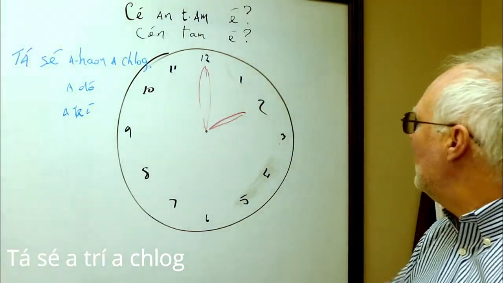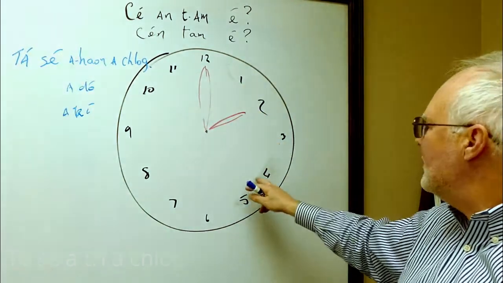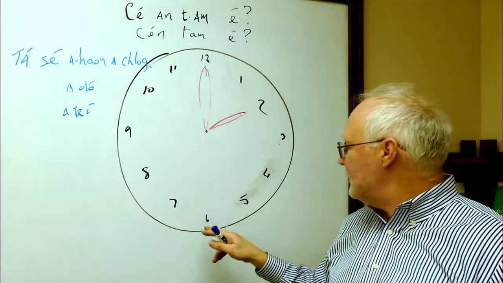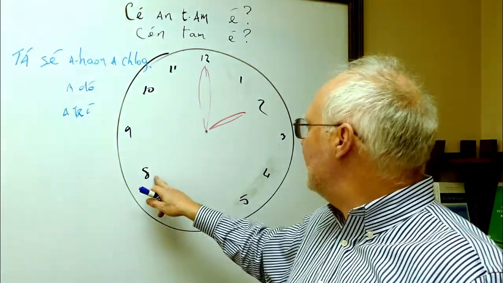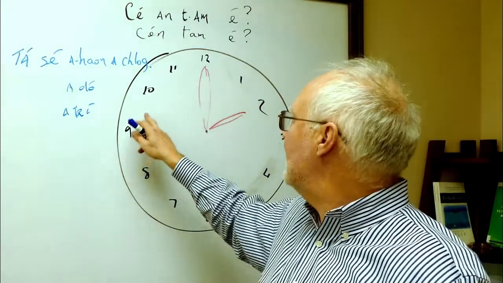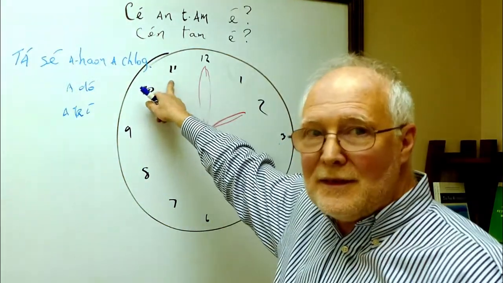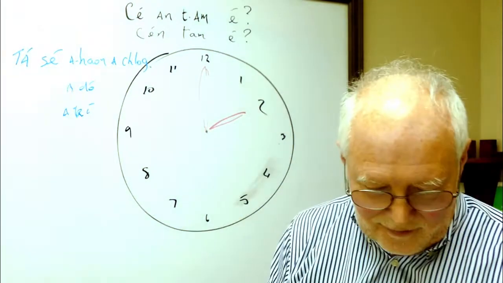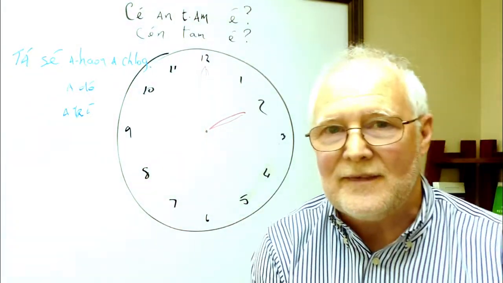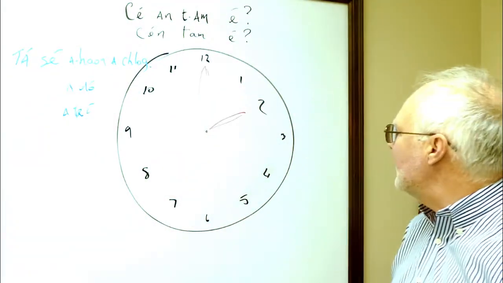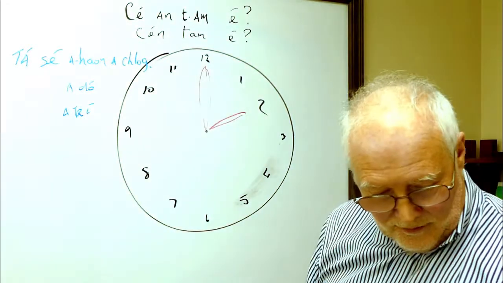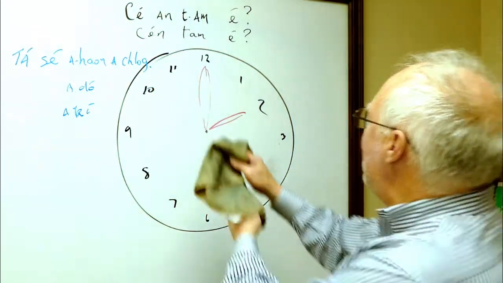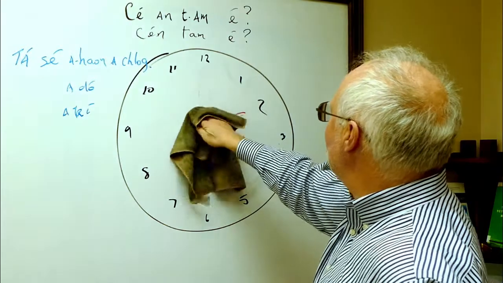It's very simple. When it's the main word itself: tá sé a ceathair a chlog, tá sé a cúig a chlog, tá sé a sé a chlog, tá sé a seacht a chlog, tá sé a hocht a chlog, tá sé a naoi a chlog, tá sé a deich a chlog, tá sé a haon déag a chlog, and tá sé a dó dhéag a chlog. Remember, dó dhéag, 12, is the only one that takes that H. Alright, so now, if we change the big hand, things get a little bit tricky.